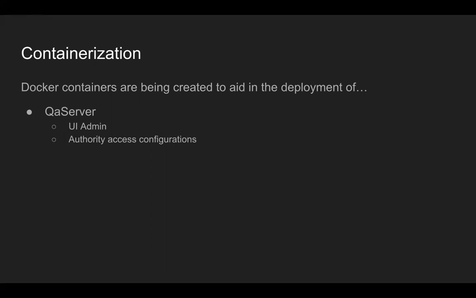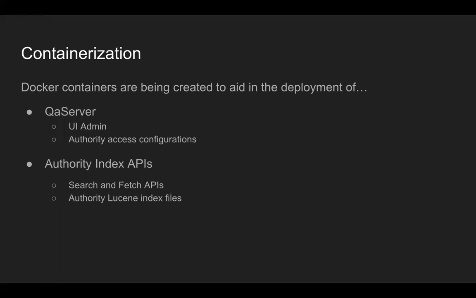I will say that the authority access configurations actually are kept separate from the container, so that if you only wanted 2 of the authorities, you would just put in those 2 configurations and you don't have to have all that long list of authorities that you saw in my application.